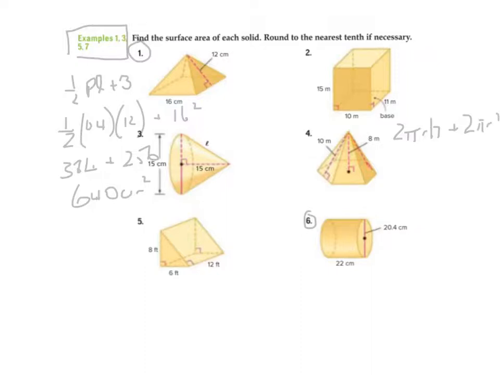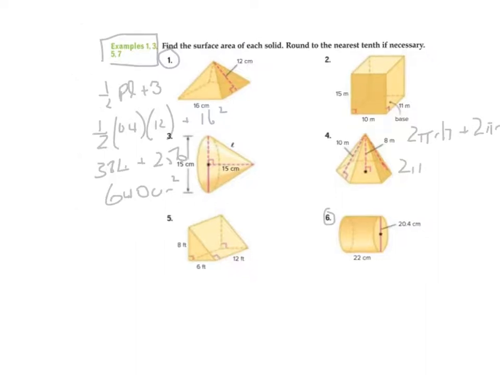Again, substitute in what you've got. So 2 times pi, leave pi as it is. The radius is half the 20.4, so that's 10.2. Put that in parentheses. Then the height is your 22. If you put that bit into your calculator separately and round it, you get 1410. Then you've got the area of the 2 circles.